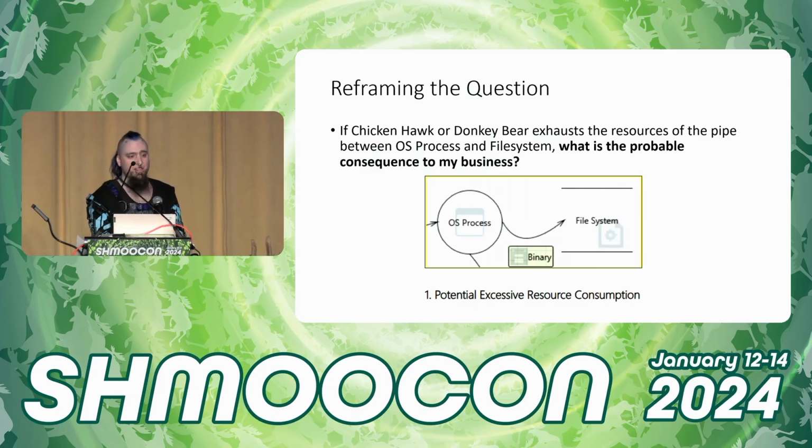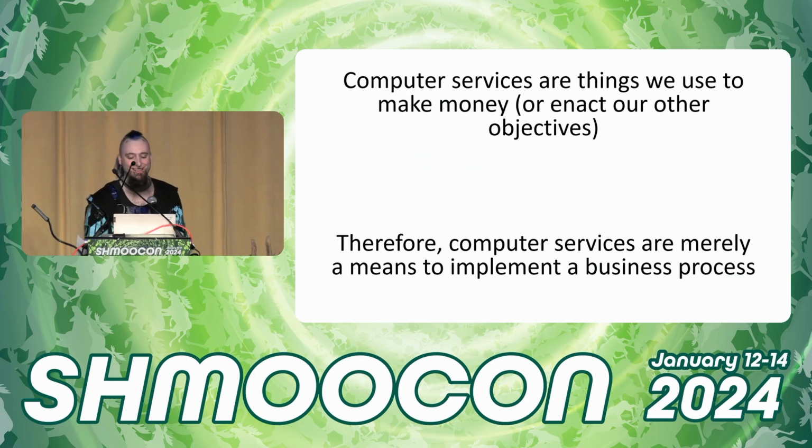I don't have an example of a good threat from this threat model because I didn't find a good threat in this threat model, and that should maybe tell us something. So as I rip off IBM here, computer services are the things that we use to make money or enact our other objectives. We might have other objectives than making money. So therefore, our computer services are merely a means to implement a business process.